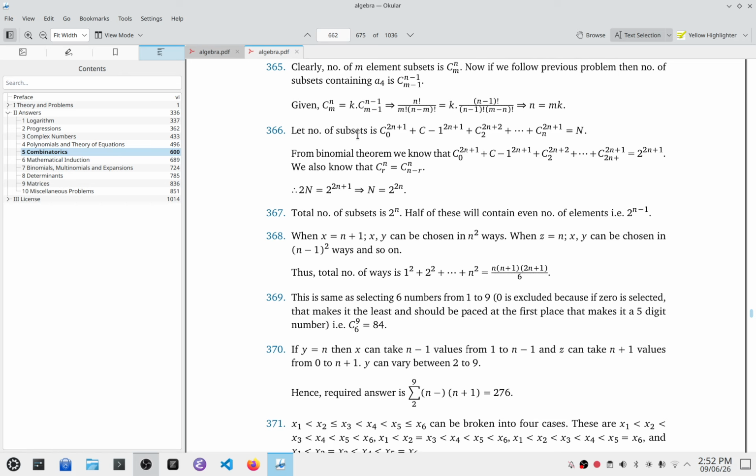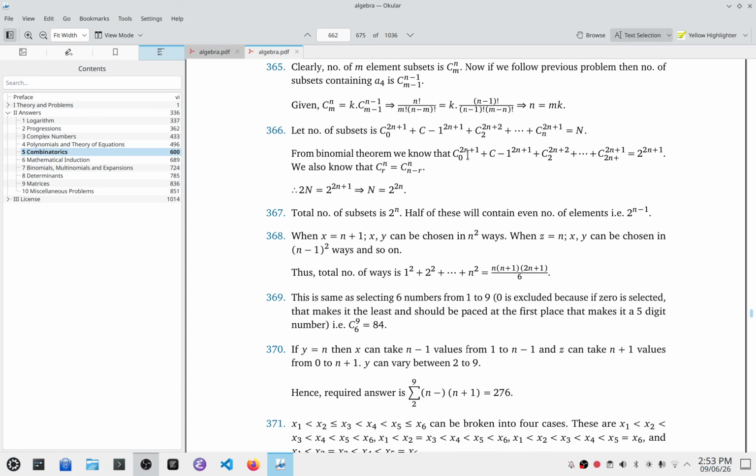So the number of subsets is 2n+1 C0, 2n+1 C1. This should be an underscore, so it's a missing underscore; instead of underscore I have typed minus. Then 2n+1 C2, and so on up to 2n+1 Cn. Let this be capital M.